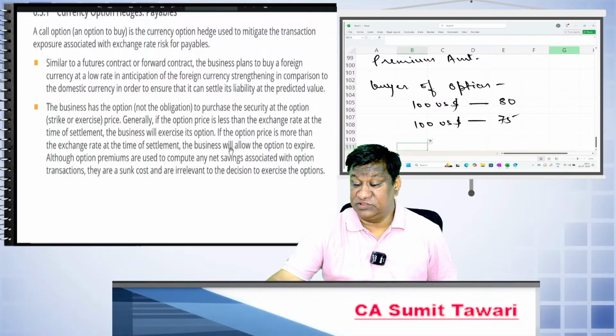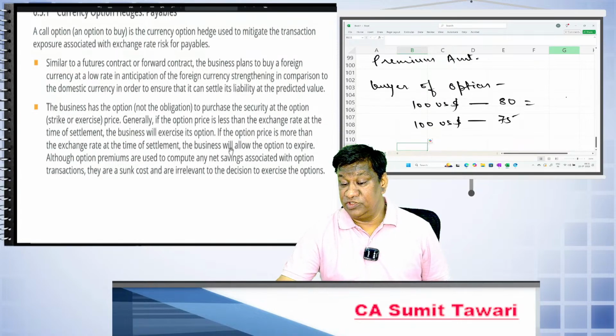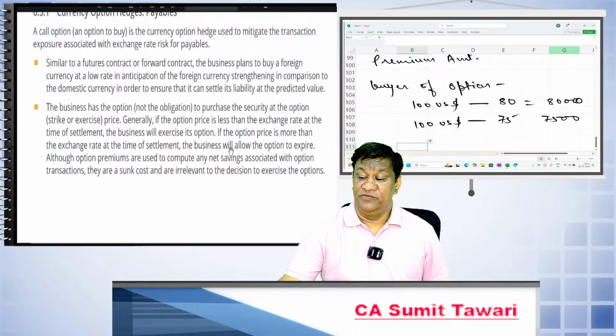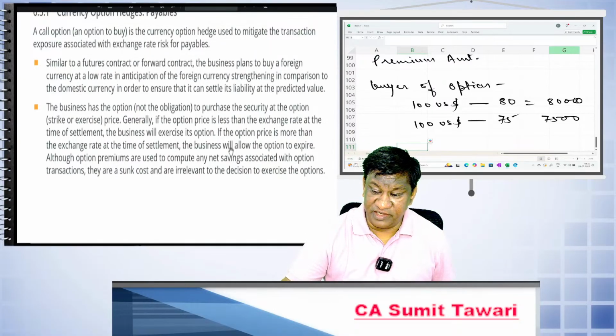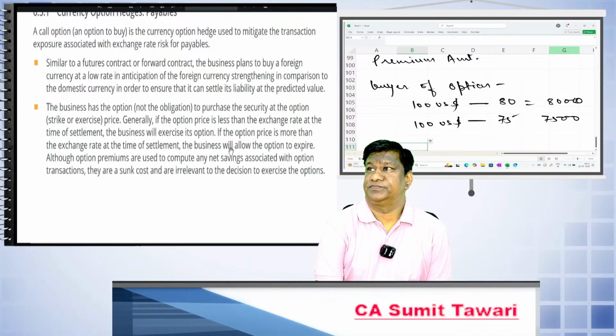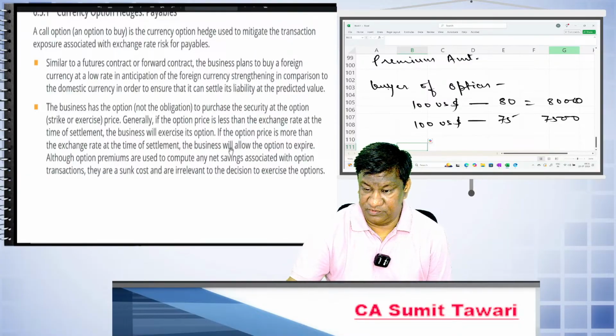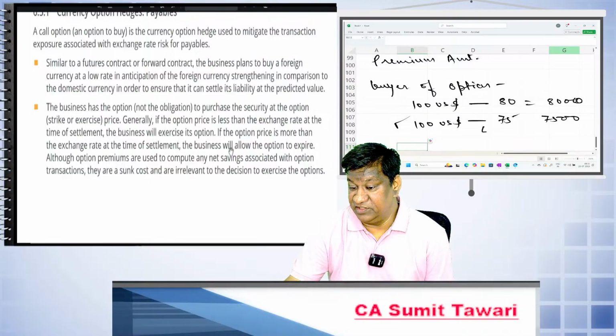So what are you going to do? Which one is more beneficial? To buy 100 US dollars, here you need to spend 8,000, and here you need to spend 7,500. Which one is more beneficial for you? Can anyone guess? 7,500. Yeah, correct. So this is basically today's market situation.